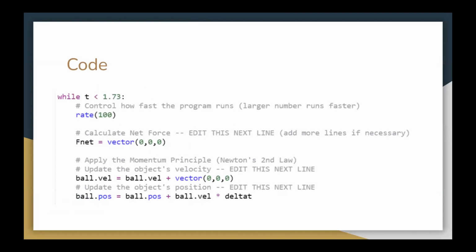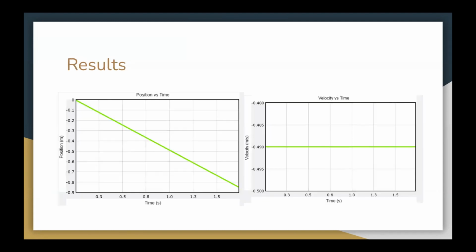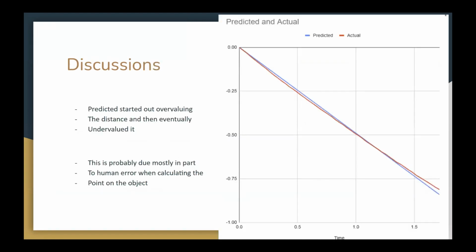All right. And we also chose to use our position update formula in our while loop. And this will model out the motion of the object over the time of 1.73 seconds. And as our results can show, we've got a linear graph again. And we've also got a constant velocity of negative 0.49, which is what we should be expecting, which is perfect. If we graph both our predicted model as well as the actual result on the same graph, we can see that while our two graphs are not collinear, they are nearly collinear. And this is obviously because there's human error, there could be other forces, but it seems that our model does a pretty good job of modeling this experiment.